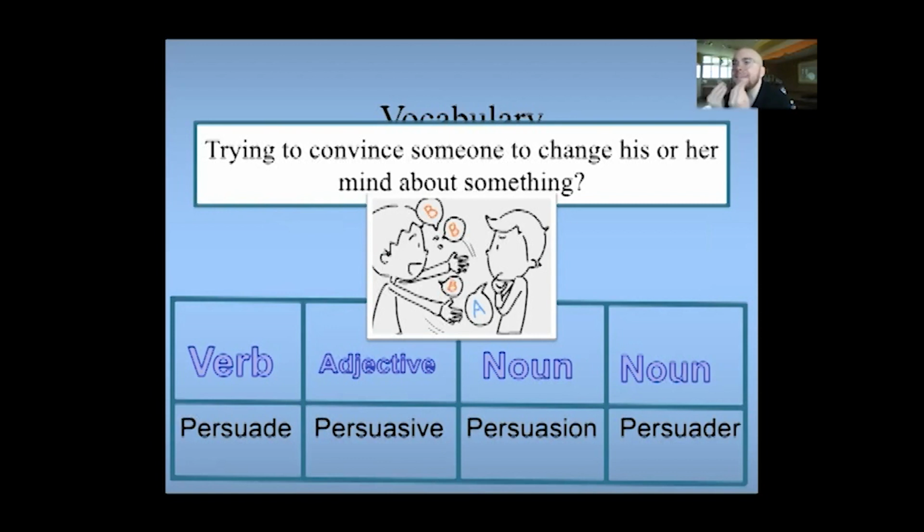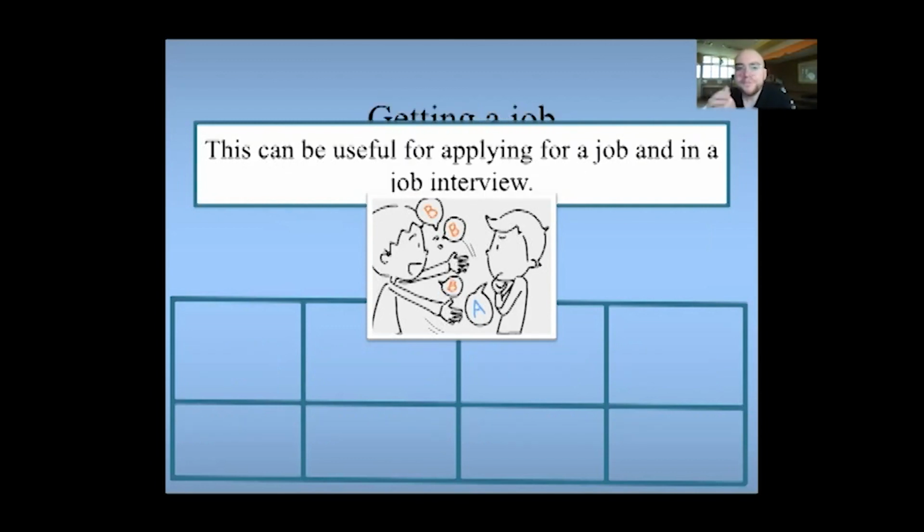The persuader is the person saying those words, right? This is why BTS is better than EXO. I am the persuader, okay? I am trying to persuade you. All right, so getting a job, right? This can be useful for a job and in a job interview. When you are applying for a job, you have to write your CV, your application, right? So the language that you use is important in writing, but also in speech, in what you say, okay?